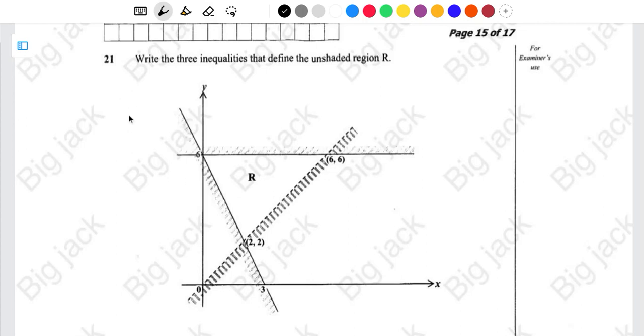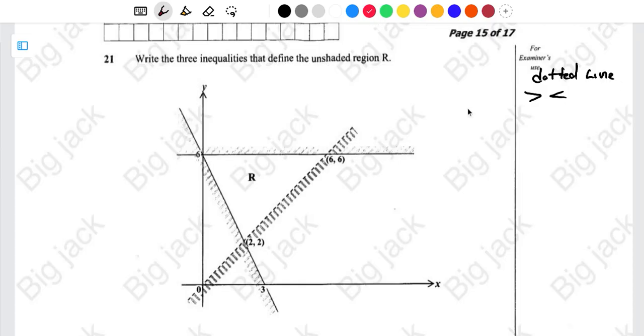Very simple, as you can see it. So one thing that you need to understand here is that when you see the dotted line, you have to use these symbols, greater than or less than. This one is for the dotted line. Okay, as simple as that.